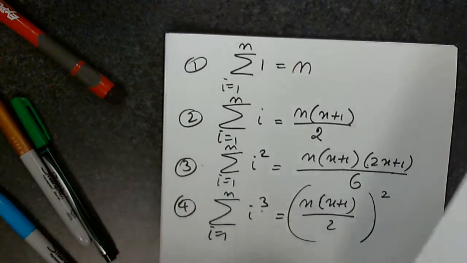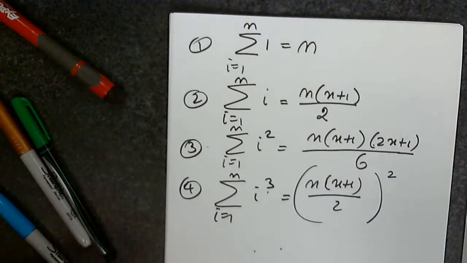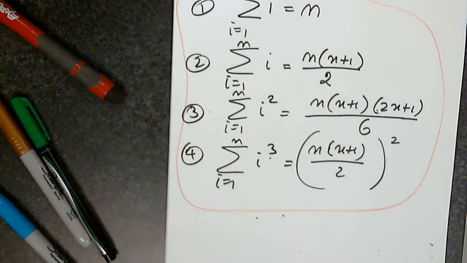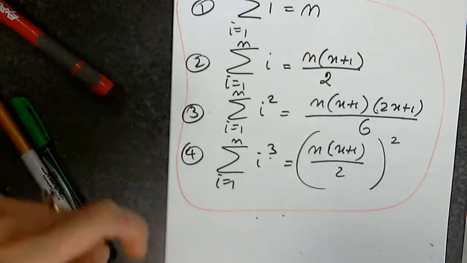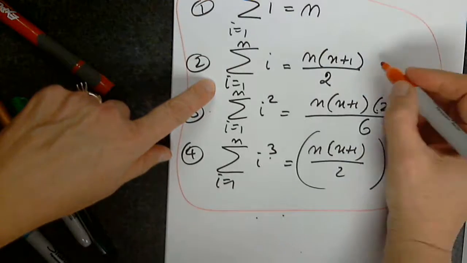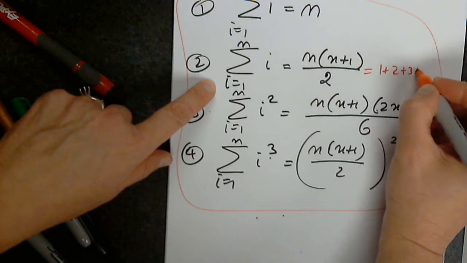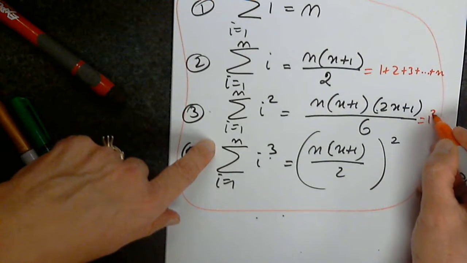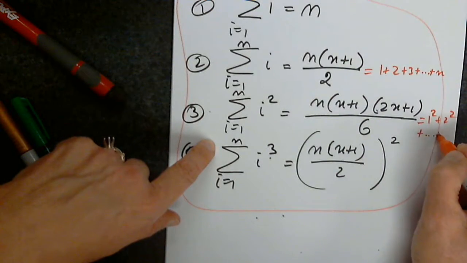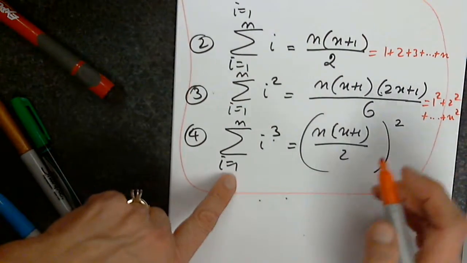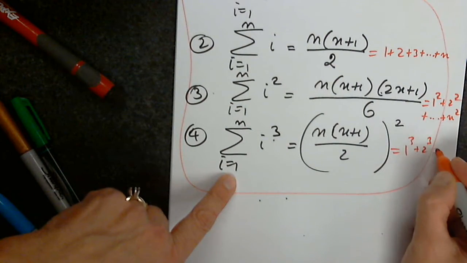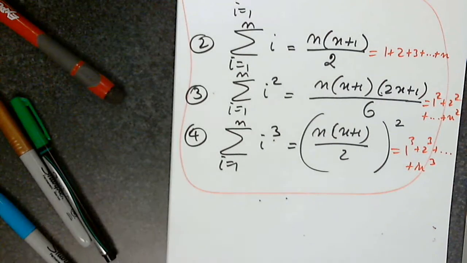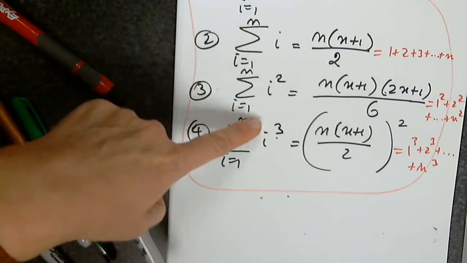Okay. Now, I got really hit with these four different concepts. So, what does this mean? Well, it means 1 plus 2 plus 3 plus dot dot dot plus n. What does this mean? Well, 1 squared plus 2 squared plus dot dot dot plus n squared. What does this mean? It's 1 cubed plus 2 cubed plus dot dot dot plus n cubed. That's what it means, right? It's i squared, and i cubed.